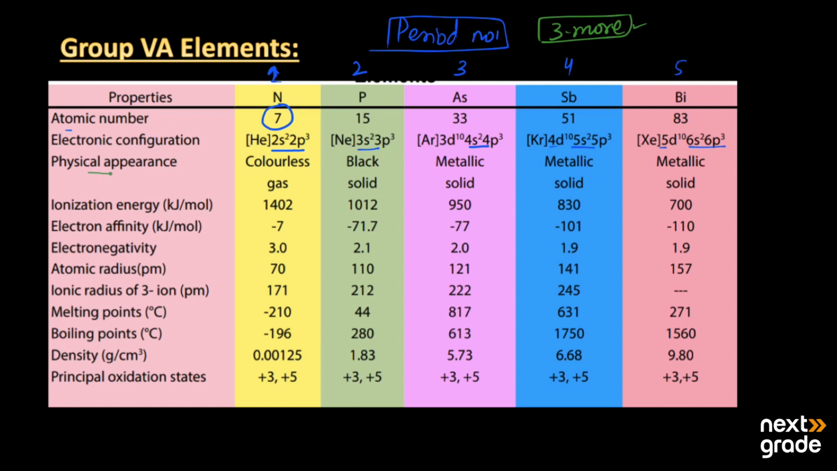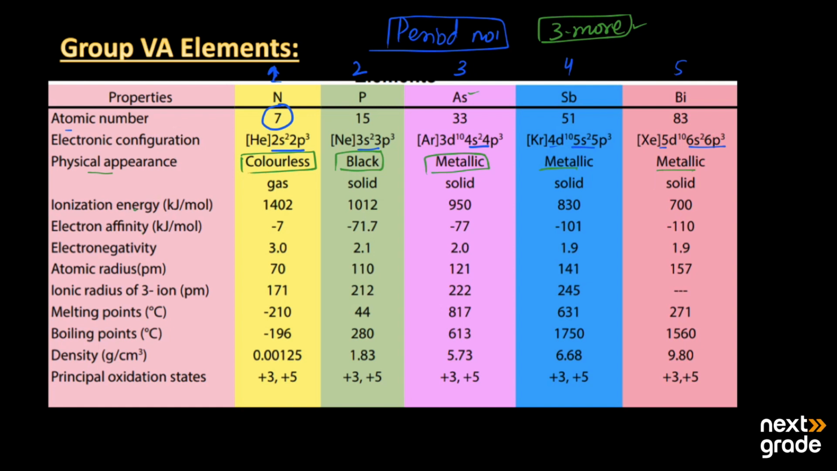Now what will be the physical appearance of these elements? The first one, nitrogen, is a colorless gas. Next, the phosphorus is basically black in color. Arsenic has a metallic color. Bismuth and antimony are both also metallic in nature.